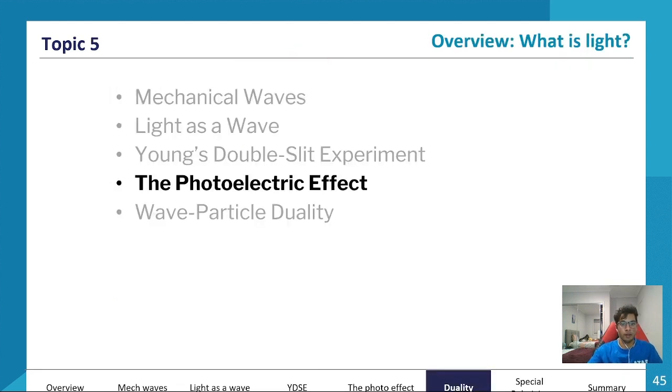Cool. So that's everything about waves. The next thing that happened was that some scientists were not very happy because, again, this was the time when light was believed to be a particle. And so the next advancement in physics was this thing called the photoelectric effect.